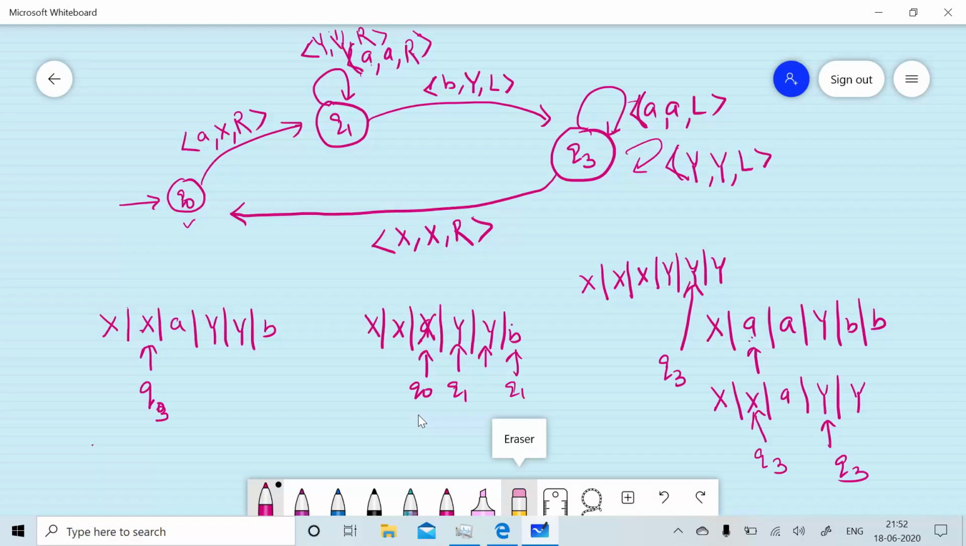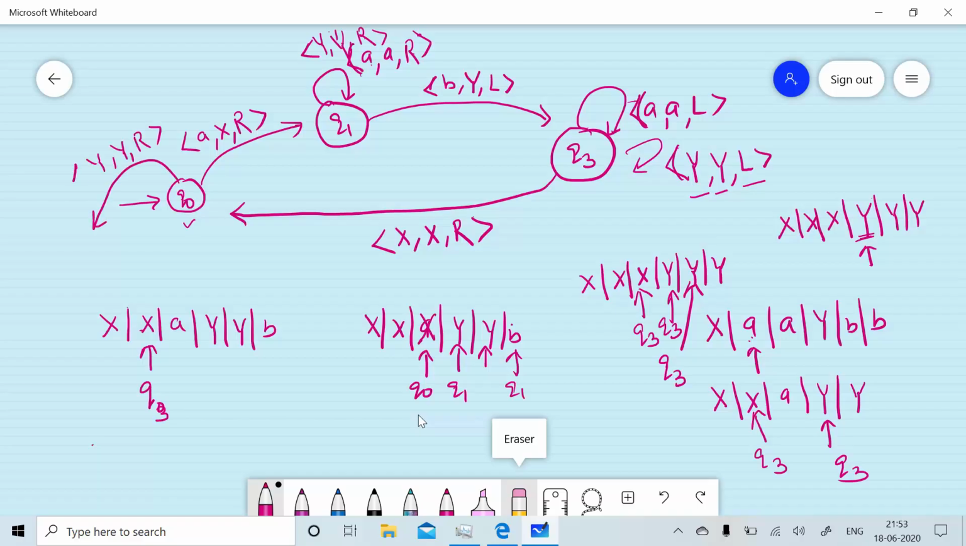On Q3 state, if you read Y, Y is replaced by Y, move toward the left hand side. So again we read Y, Y is replaced by Y and move toward the left hand side. On Q3, if you read X, we will replace it by X and the read write head will point to Y. So now we are expecting the next A, but the read write head points to Y. On Q0, if you read Y, it indicates that we have processed the number of A. So we will move towards the right.